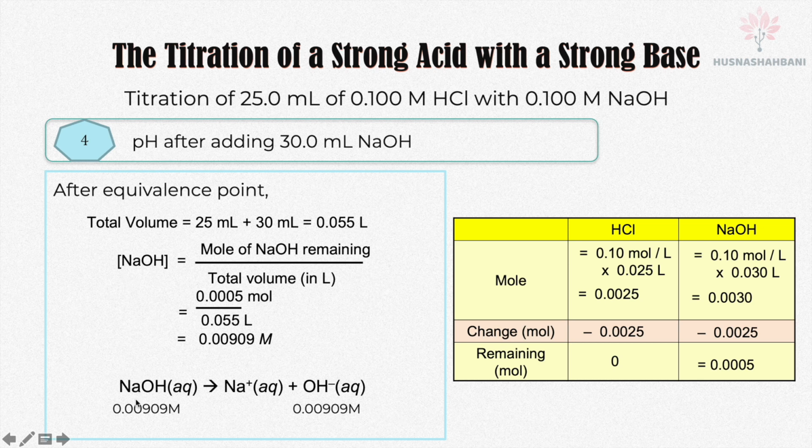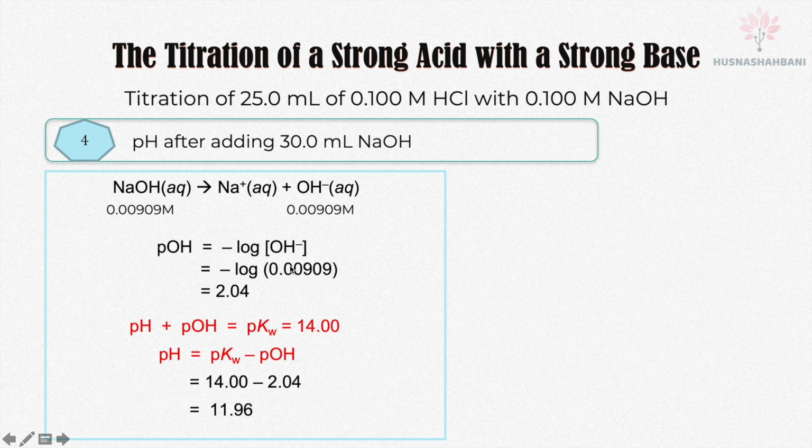For NaOH, we cannot find the pH straight away. We need to find the pOH. So for pOH, we need the concentration of OH-. We have the concentration of NaOH. NaOH is a strong base. A strong base dissociates completely to become Na+ and OH-, 1 mole to 1 mole. So the concentration of NaOH is equal to the concentration of OH-.